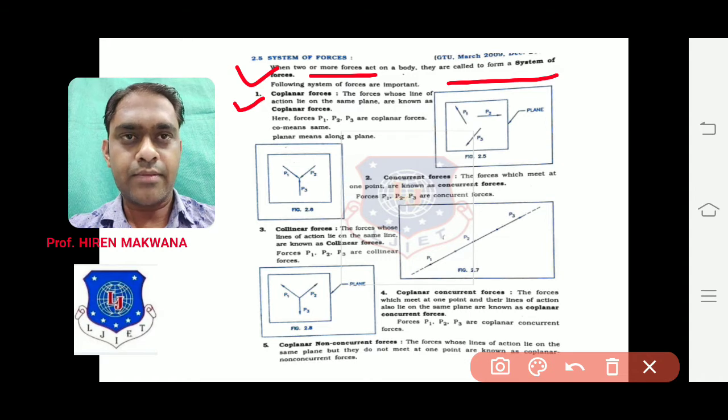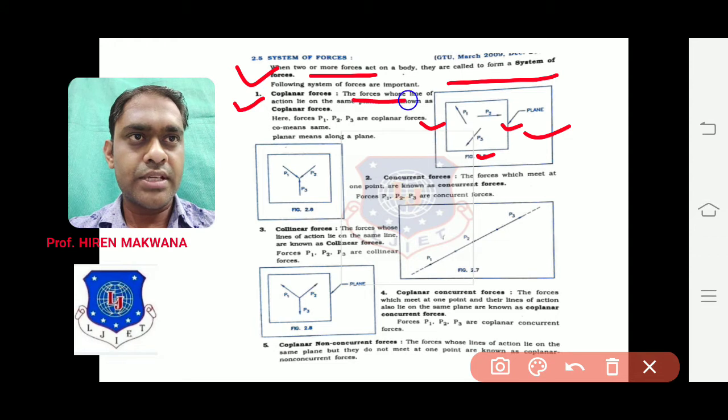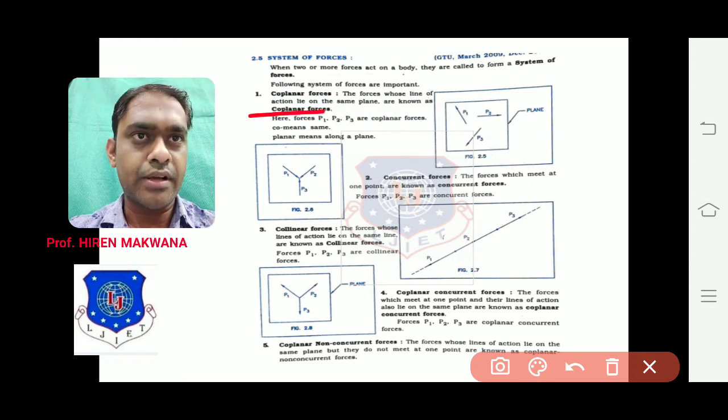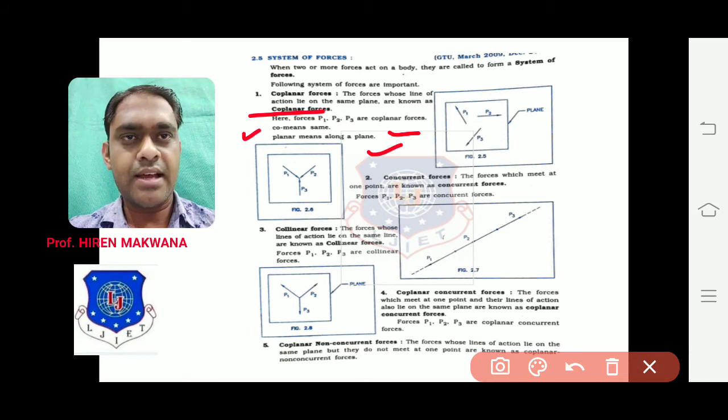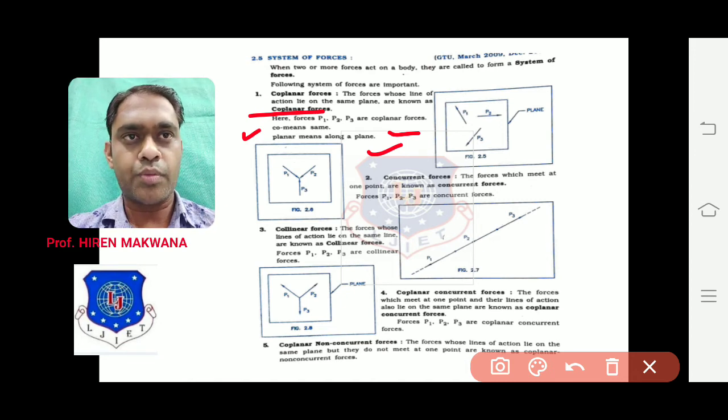Now, in that system of forces, the first one is coplanar forces. You can see in the figure, this is the plane. In the plane, there are three forces acting in the same plane, so they are known as coplanar forces. The forces whose line of action lie in the same plane are known as coplanar forces. Here, forces P1, P2, P3 are coplanar forces. Co means same, planar means along a plane. So the first definition is complete, that is coplanar forces.